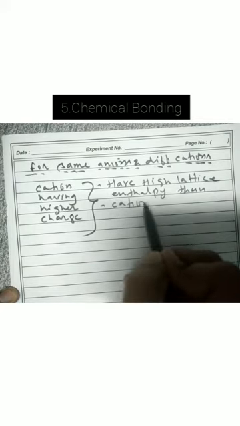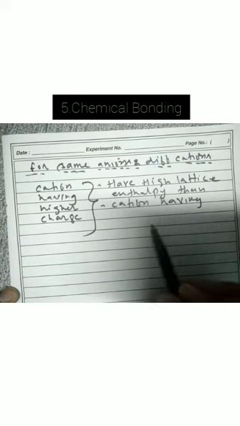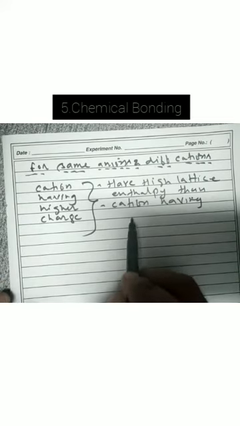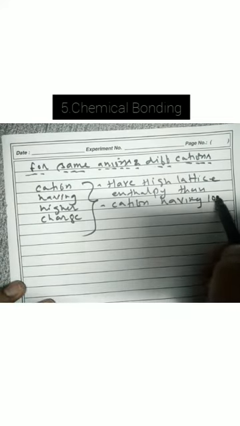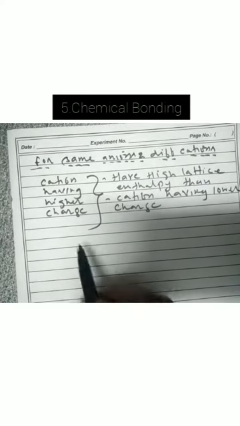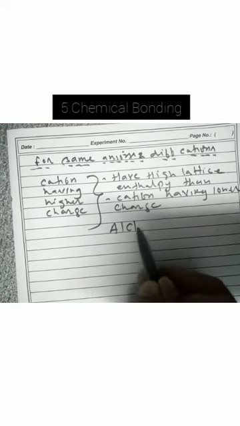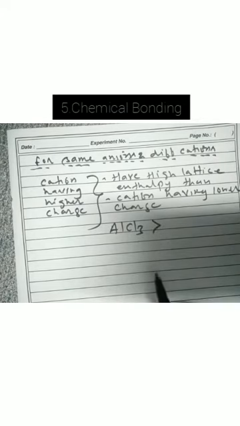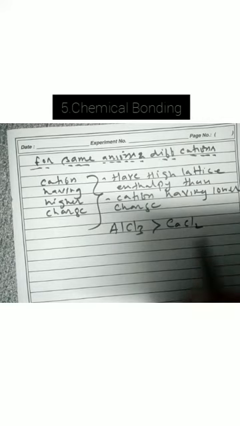Then the cation having lower charge: a compound containing the cation with higher charge will have higher lattice enthalpy than the compound which contains the cation with lower charge. Okay, now see the example, AlCl3 and CaCl2. In this case AlCl3 has higher lattice enthalpy than CaCl2.